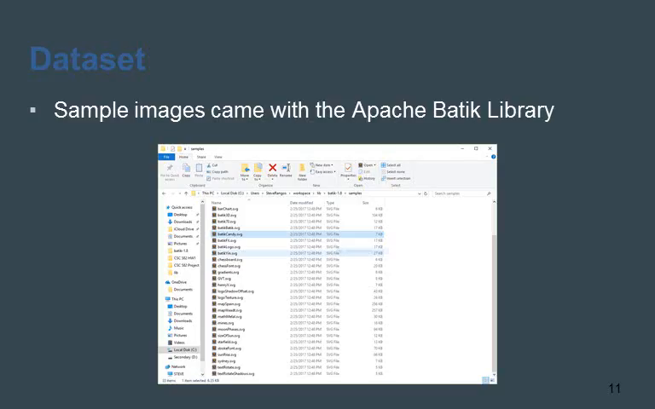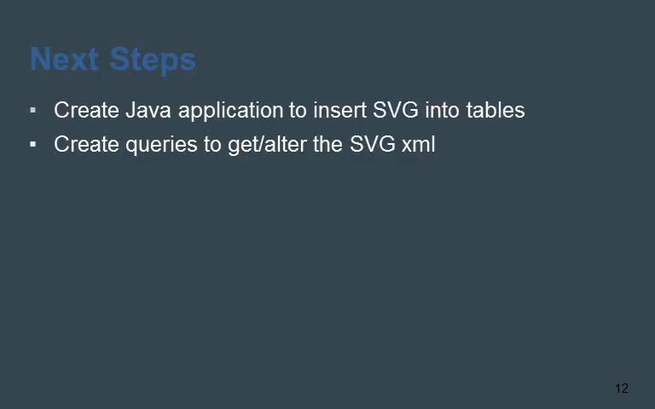We are going to need a data set to work with. The Apache Batik library is what I'm going to be using in Java to work with the SVGs. It also came with a bunch of sample images. I'm planning on using these. If I can find a bigger or wider set of SVGs, I will use those as well. But these are pretty diverse, so it should give me a good opportunity to check out all the features. So next up, I'm going to create the Java application and then write the queries.